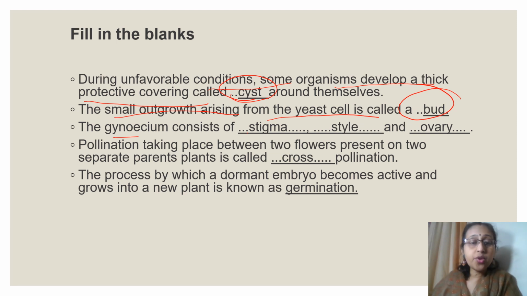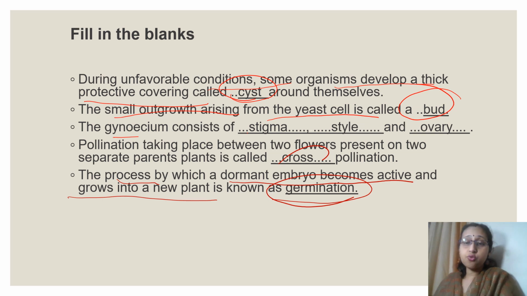Now next after that we will say the pollination taking place between the two flowers on two separate parent plants is called cross pollination, and here it is cross pollination. After that the process by which a dormant embryo becomes active and grows into a new plant is known as germination. This all are very easy, you know this.